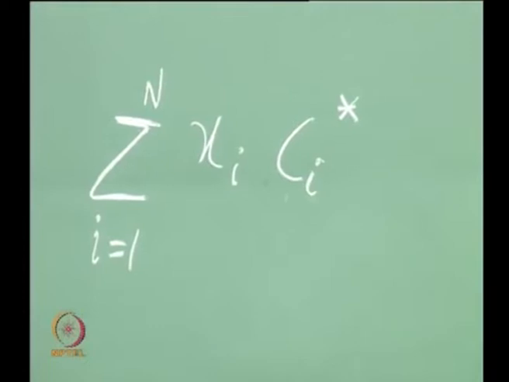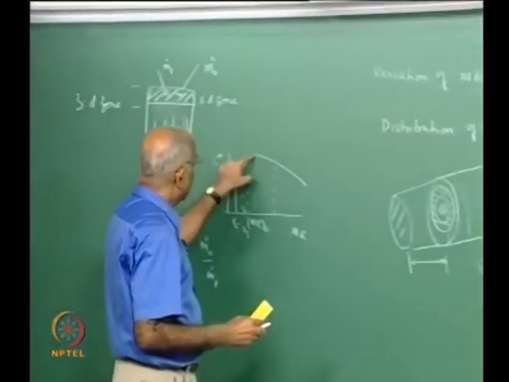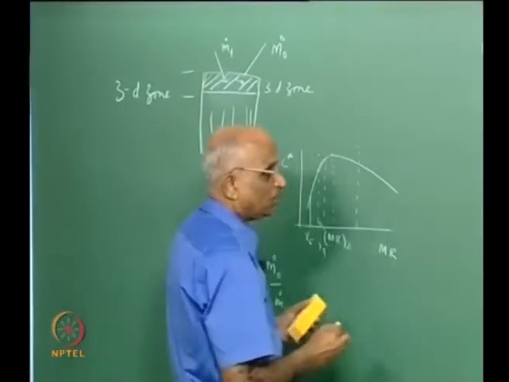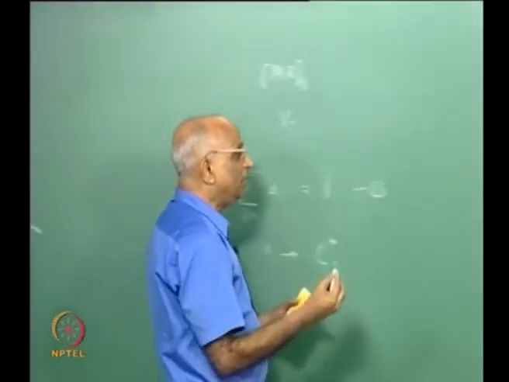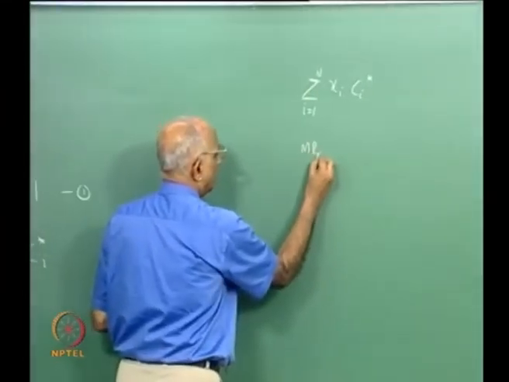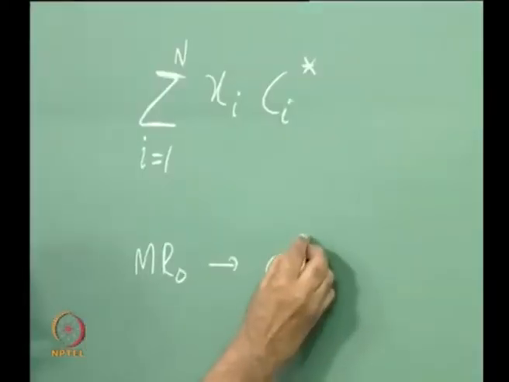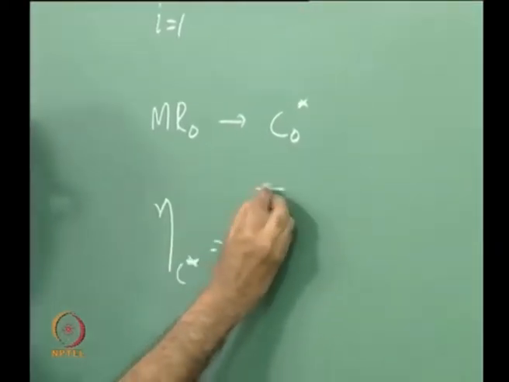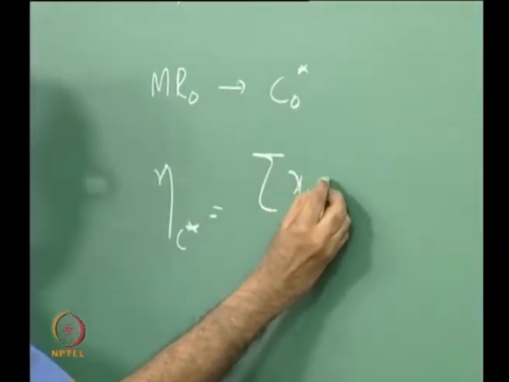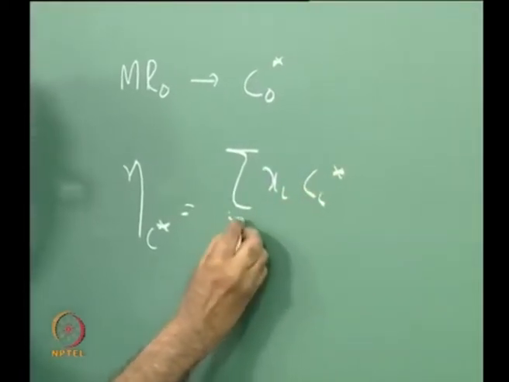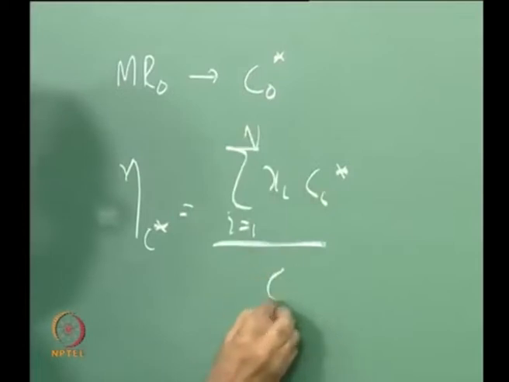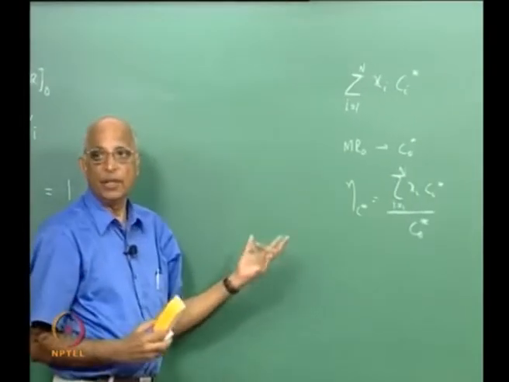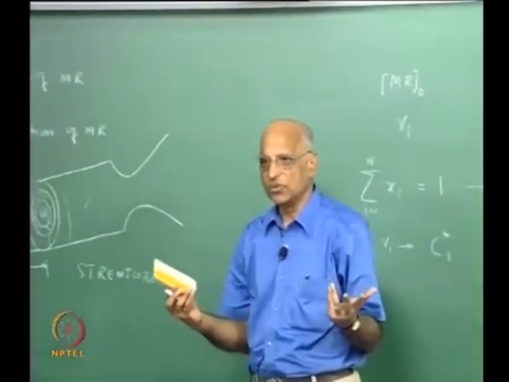Now, instead of the value corresponding to this, let us say the value which I get corresponding to MRO, that is the mean mixture ratio, as per the figure is C naught star. Then the efficiency I get is the sum of Xi into Ci star as I go from 1 to n, divided by C naught star. And this gives me my efficiency due to the maldistribution or distribution of mixture ratio.